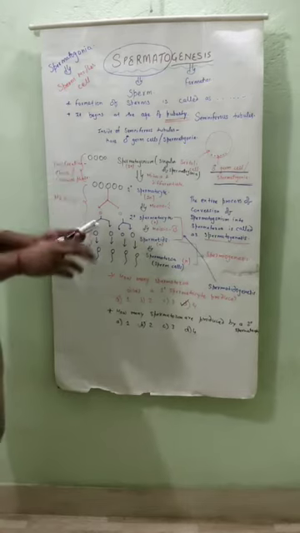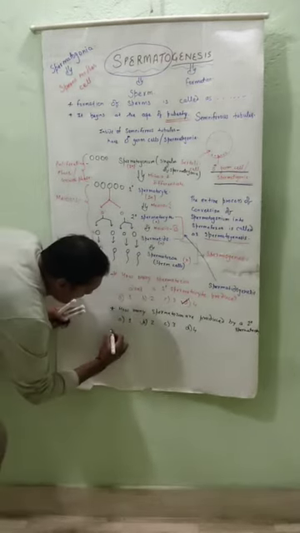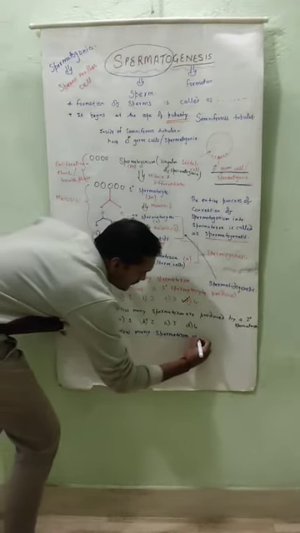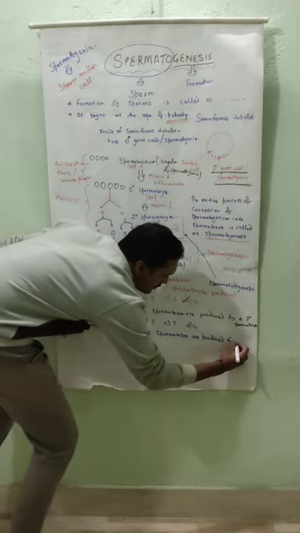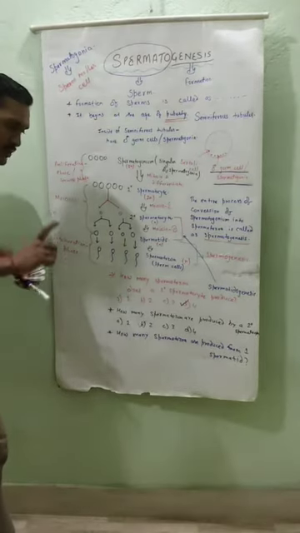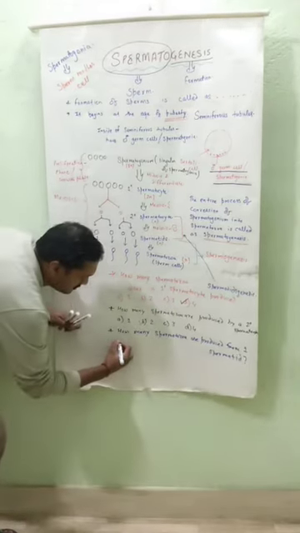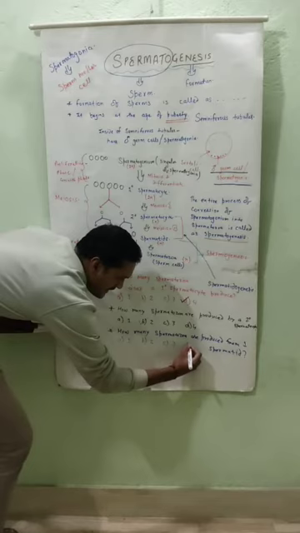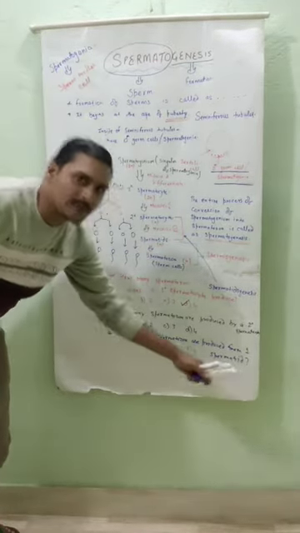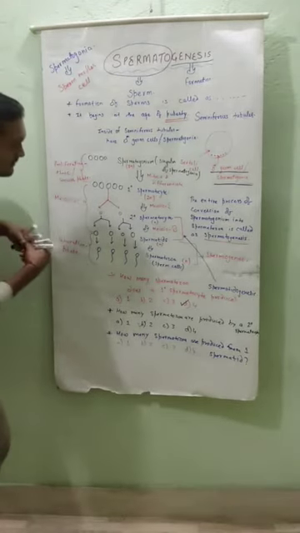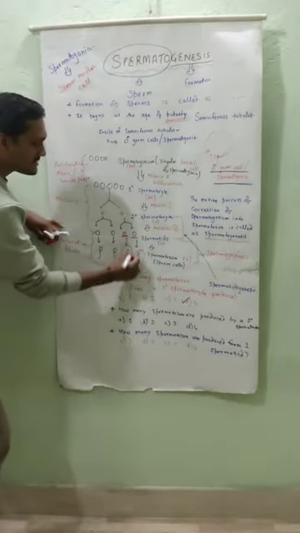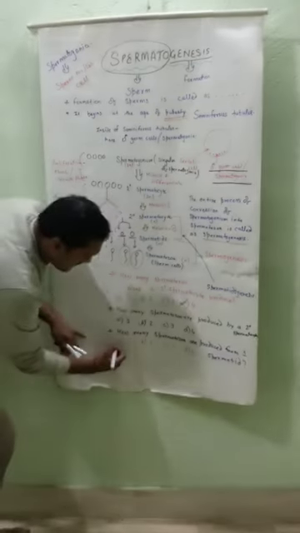One and the last question related with this very topic. How many spermatozoa are produced from one spermatid? Options are A is 1, B is 2, C is 3 and D is 4. This is one spermatid. It is leading to the formation of how many spermatozoa? 1. So the answer will be 1.